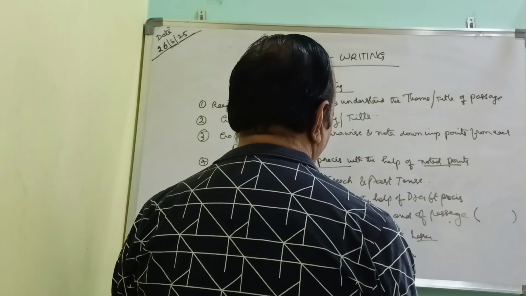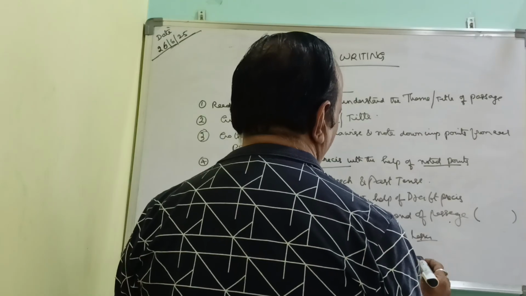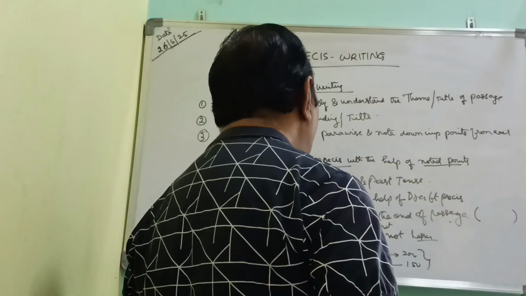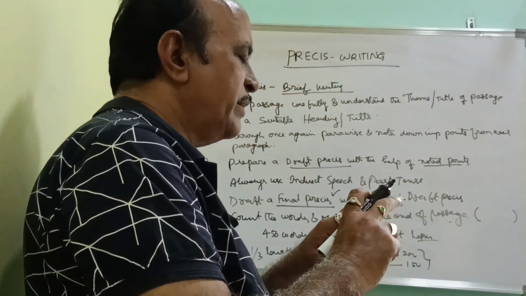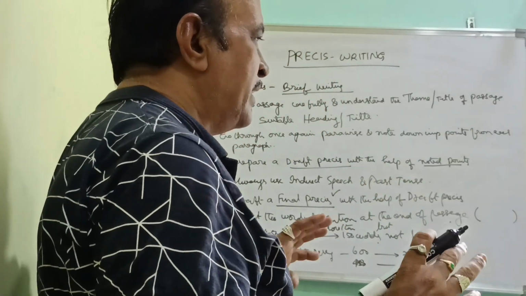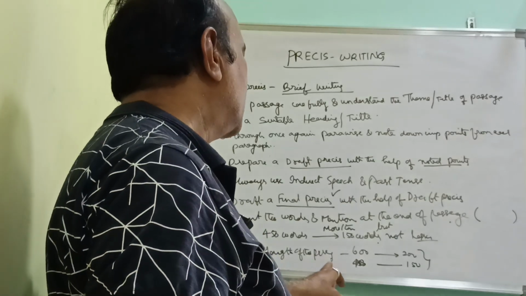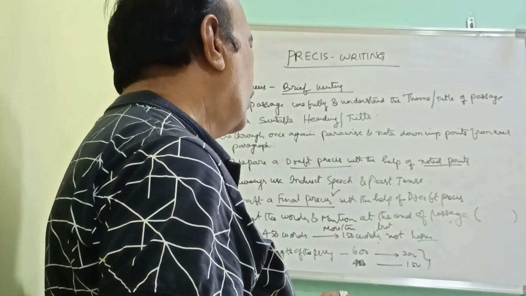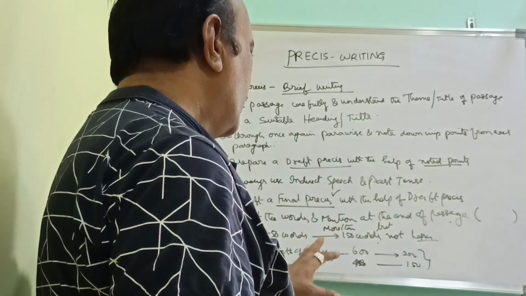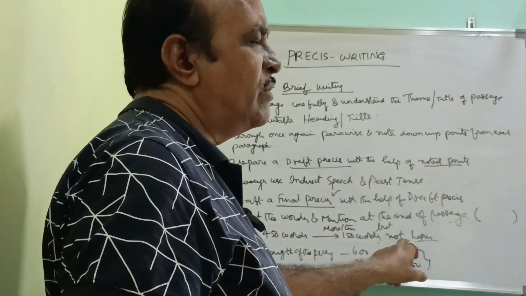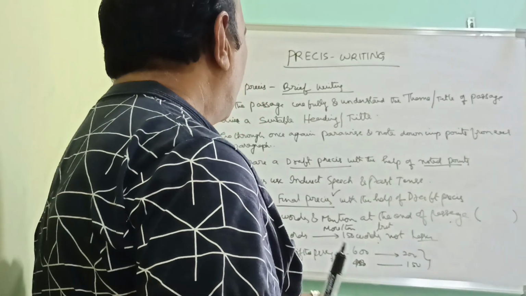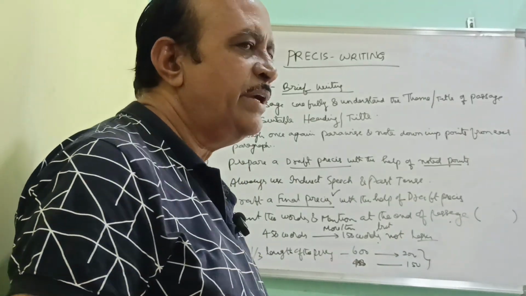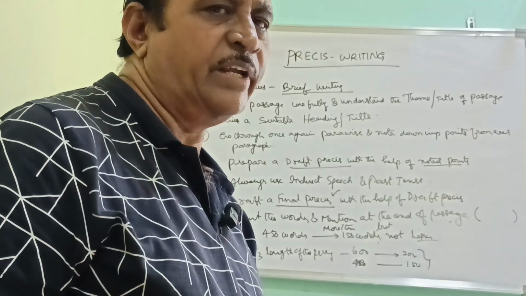Like this, if it is 450, it will be 150. Like that, the final precis prepared should be one-third the length of the passage. But the number of words may be somewhat more than 150, but not less than 150 words. These are the important points. Please keep them in mind while writing the precis.